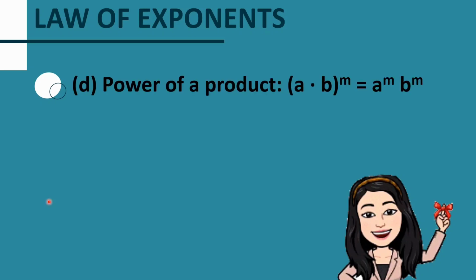So this is power of a product rule. Power of a product rule is when two expressions are multiplied and is raised with a power. So si A and B minultiply at may power parehas na M. So this is equal to A raised to M, B raised to the M power. So what happened with our exponents? Ang exponent natin ay dinistribute sa bawat term ng ating expression. Kaya si A ay nagkaroon ng power na M at si B ay nagkaroon ng power na M. Okay, so that is the power of a product rule.